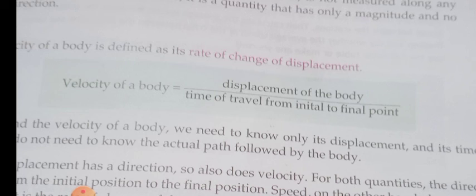Then the motion of the body is said to be uniform when the velocity remains constant. So when the velocity remains constant, we say that the object is in uniform motion. We can say the object is in uniform motion when it covers equal distances in equal intervals of time. We call it uniform motion. Did you understand?